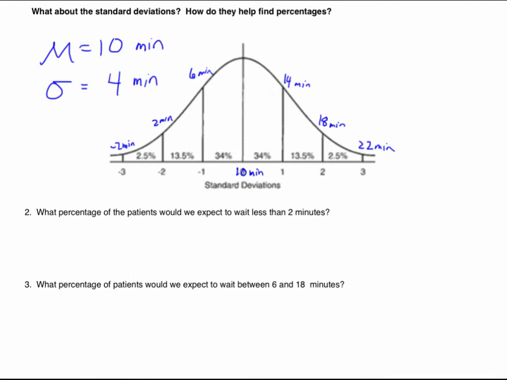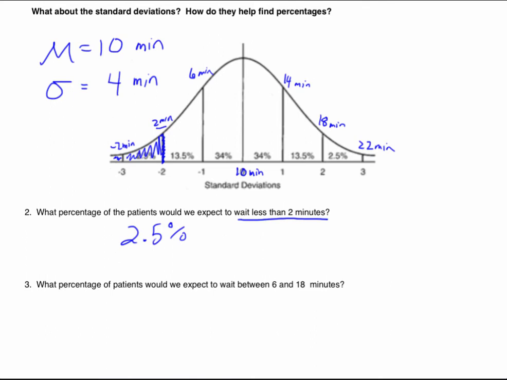Okay, 2 more examples here. What percentage of patients would we expect to wait less than 2 minutes? So less than 2 minutes, if we go up to the chart, here's 2 minutes. 2 minutes is found right here at this number of standard deviations away. And what we're looking for is this area. We are looking for the area less than 2. And this is so small, we're not even going to consider it. So the area less than 2, if you look at this chart, was 2.5%. So getting used to looking at the bell curve and being able to shade what we're trying to find is going to help. So here we were looking for less than 2 minutes. That's what I'm going to shade.